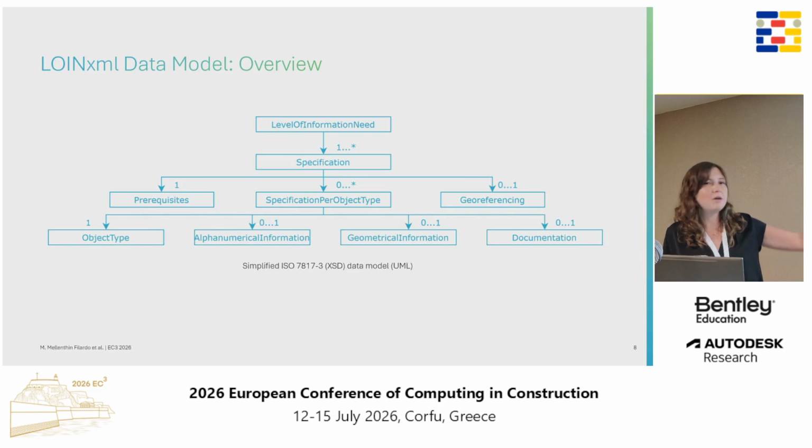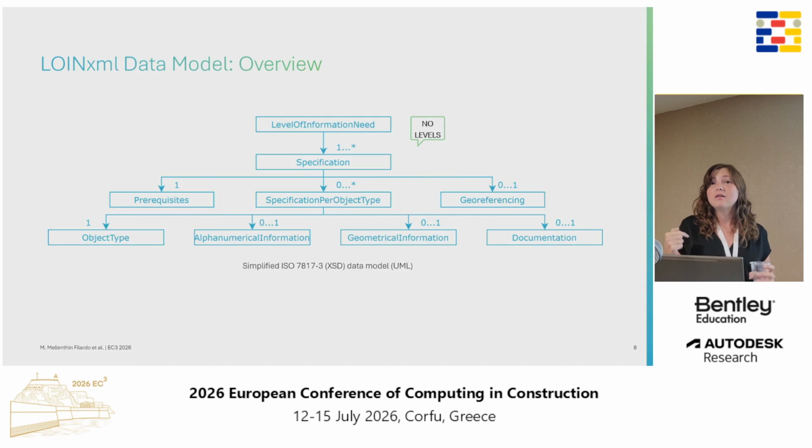The specification project type acts like a container, associating an object type to the alphanumeric information, geometric information, and documentation that were defined in part 1 of the standard series, the principles. One thing that we might want to remember is that we don't have levels anymore. The name is a little bit misleading.